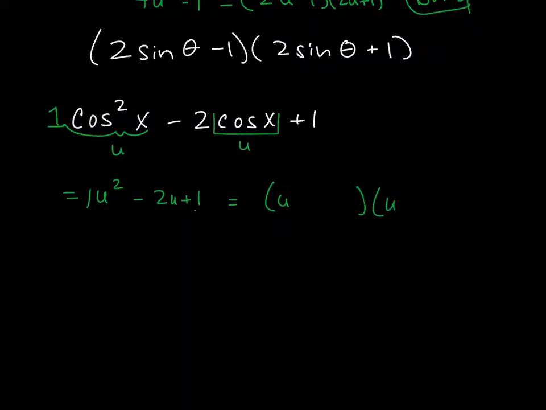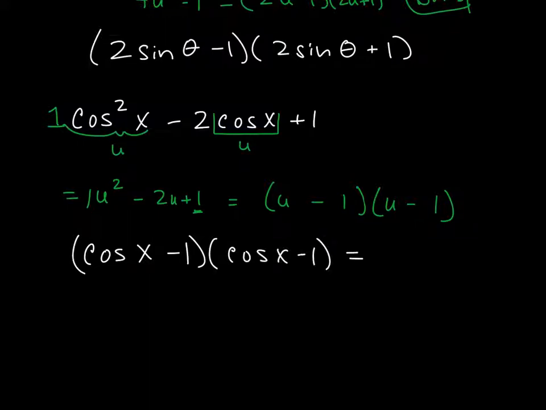And the only choices I have for that 1 is going to be a 1 and a 1. But because that sign here is a negative, that's going to be a negative for both of them. So if I do this and replace it back with what I have for cosine, that just becomes the cosine of x minus 1 times the cosine of x minus 1, or because they're exactly the same thing, the cosine of x minus 1 quantity squared.